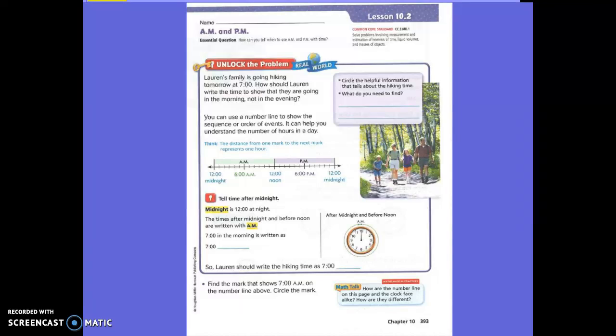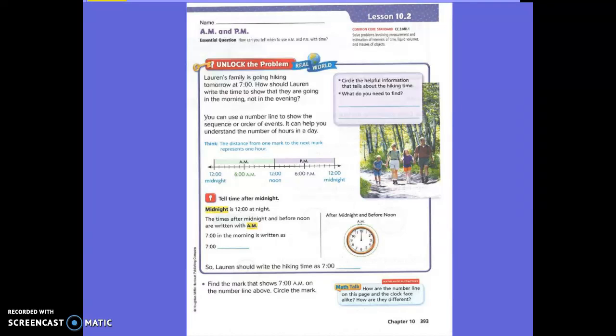Today we're going to decide when to use AM and PM when telling time to the nearest minute. Okay, AM and PM. We talked about what AM means and PM means. It will tell you on your paper too. Basically, when you tell time, you need to say, okay, it's 11:30 AM.